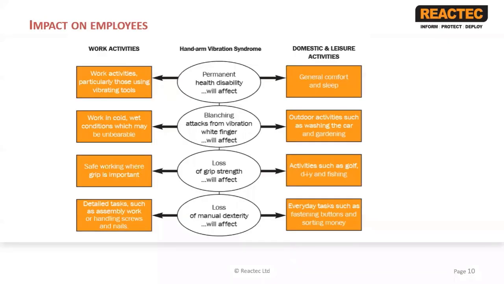So let's look at the industrial disease hand-arm vibration syndrome in terms that your employees may more readily understand. Work activities that expose individuals to vibration, such as the use of vibrating tools, can lead to a permanent health disability. And that will affect even your general domestic life. For instance, your general comfort and sleep can be disturbed by the symptoms of hand-arm vibration syndrome.